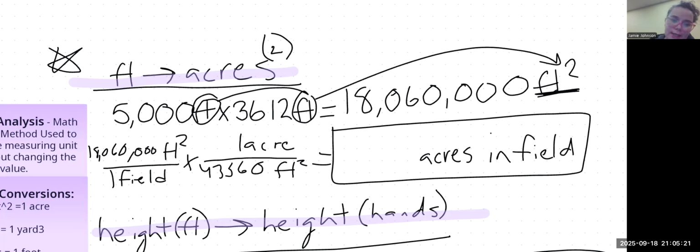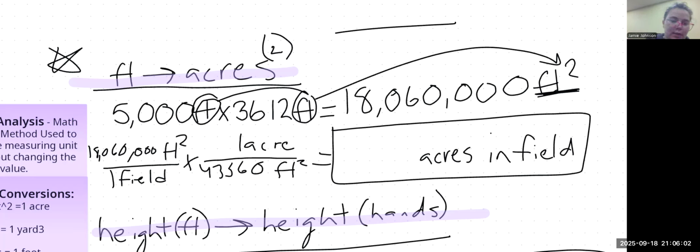And so the way we set up dimensional analysis is we put this big number on top, 18,060,000 feet squared over one field, because we're just hypothetically measuring one field. And we multiply that by our conversion factor, which are the things that we use to move back and forth between this number and that number without changing the measurement.